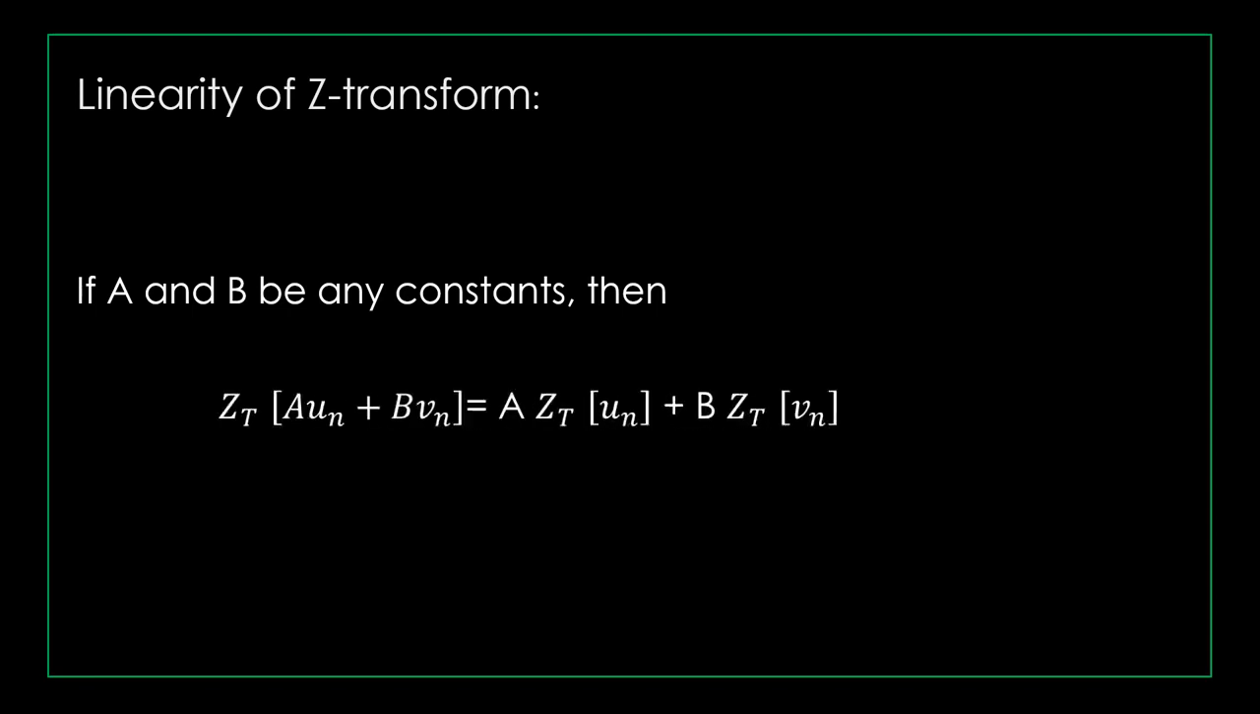Let me concentrate on one of the important properties of Z transform, linearity. That is, if A and B are any two constants, then Z transform of A u_n plus B v_n can be written as A times Z transform of u_n plus B times Z transform of v_n.